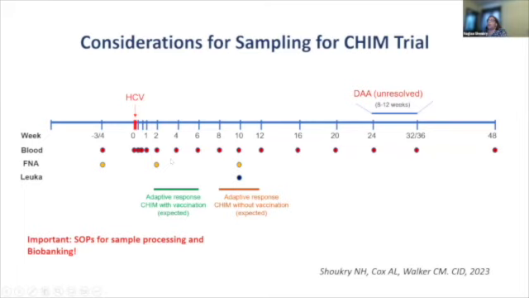So we need to have quite frequent sampling during that period, versus CHIM without vaccination, where we would expect this to take a lot longer, and we need to focus our sampling more around that time. We need to look into blood, and if possible, fine needle aspirates to look in the liver, and try to get large volumes of blood through leukapheresis. So these are issues to take into consideration. And I'll come back to the importance of having standardized operating procedures for sample processing and biobanking, because these are unique trials and we really need to do this well.